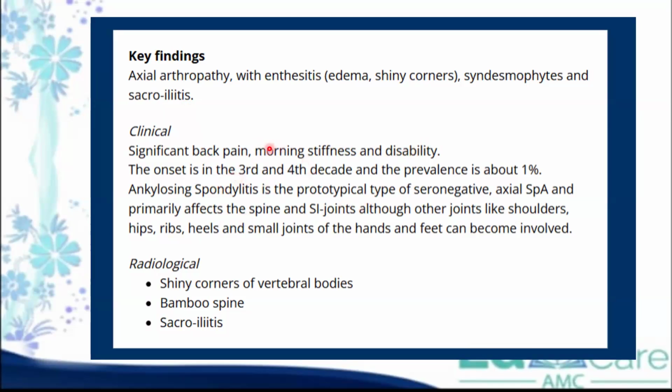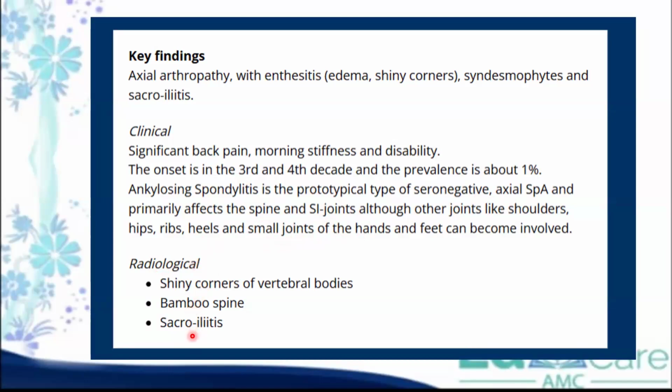And this is the common onset, right? Third and fourth decade. Third decade means in their 20s, so it starts very young. It's a juvenile arthritis sort of thing, where it starts in their early 20s. It primarily affects the spine and the SI joint. So these are the joints you're talking about when you're thinking of ankylosing spondylitis, right? Although other joints like shoulder, hip, rib, heels are also affected, right? So they can be affected.